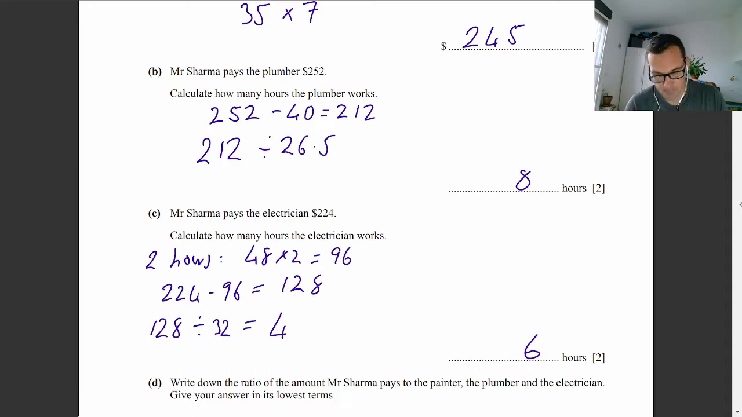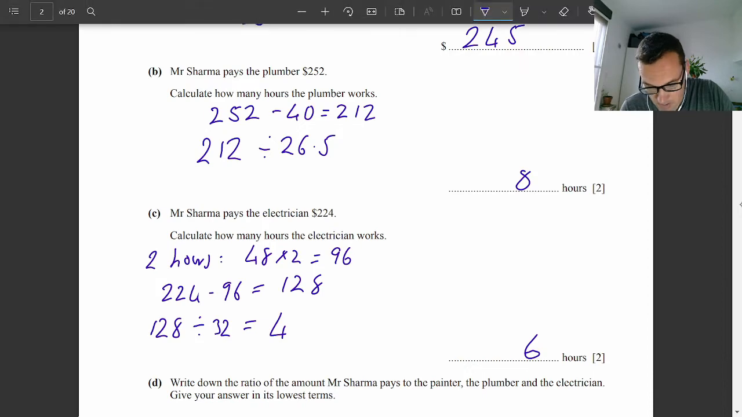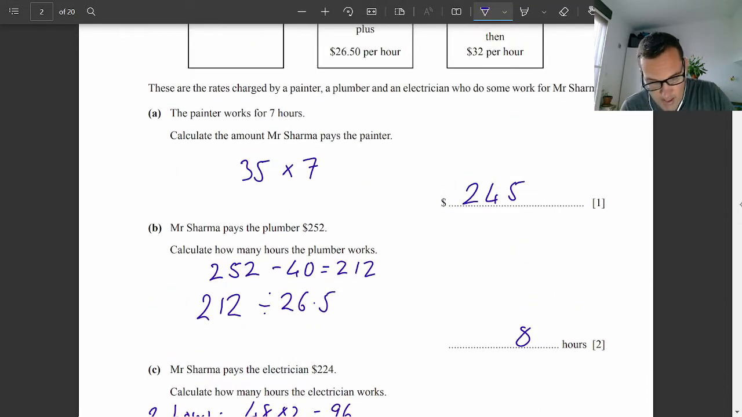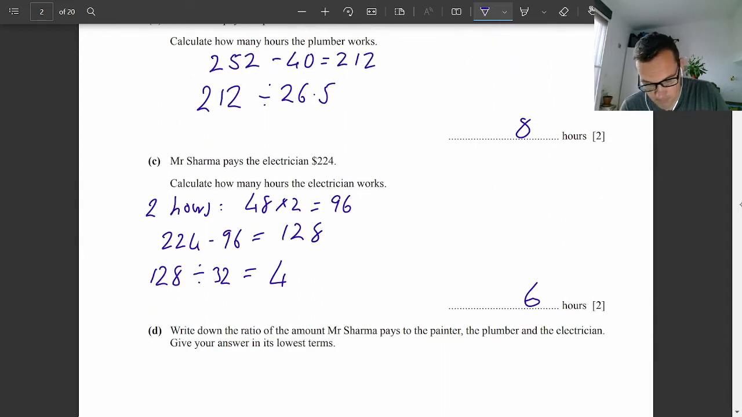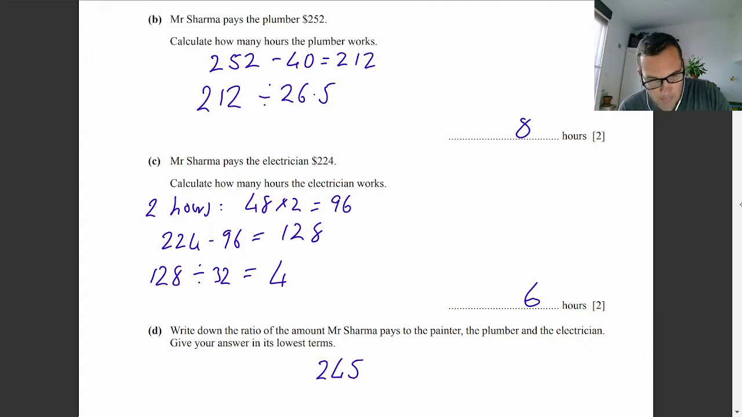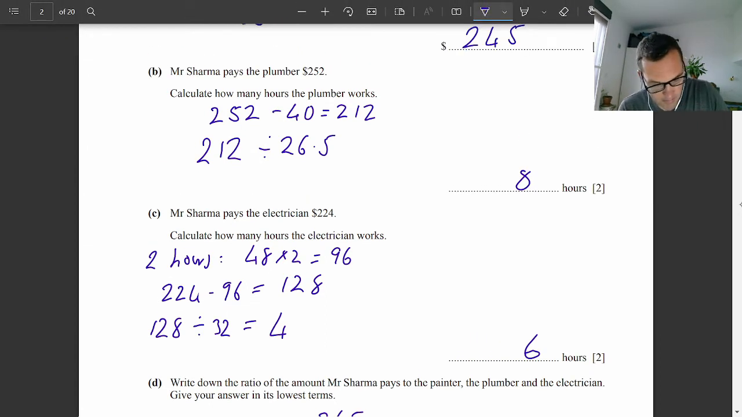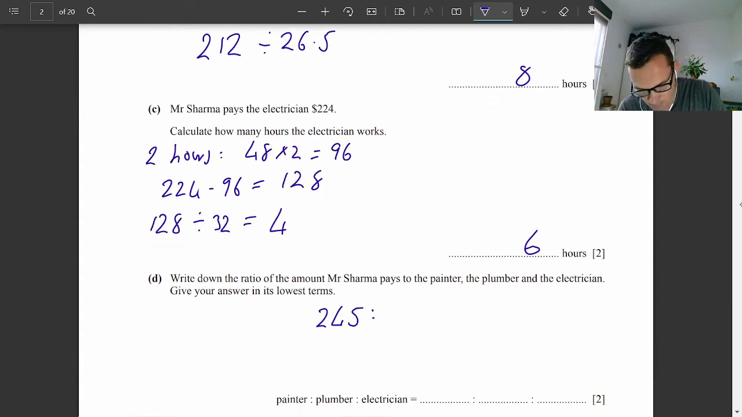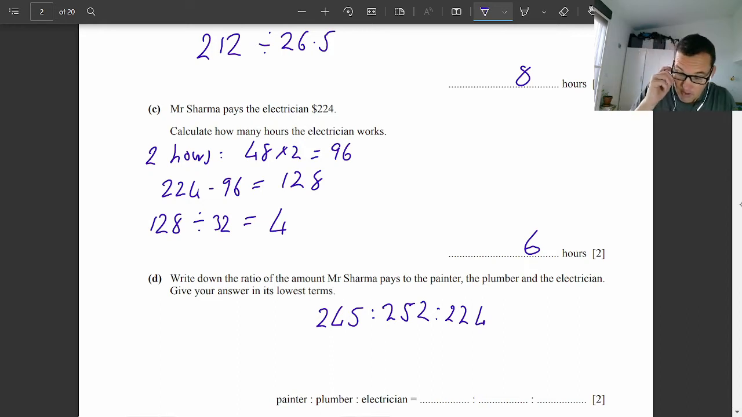give us 6 hours. Okay, now write down the ratio of the amount Mr. Sharma pays the painter, the plumber, and the electrician. Give your answer in its lowest terms. So let's have a look. First of all, how much did he pay the painter? That we got in question A. He paid the painter $245. Okay, it needs to be in the right order. So painter first. Then the plumber, he paid the plumber $252. And lastly, the electrician, $224. Okay, and that is the ratio.